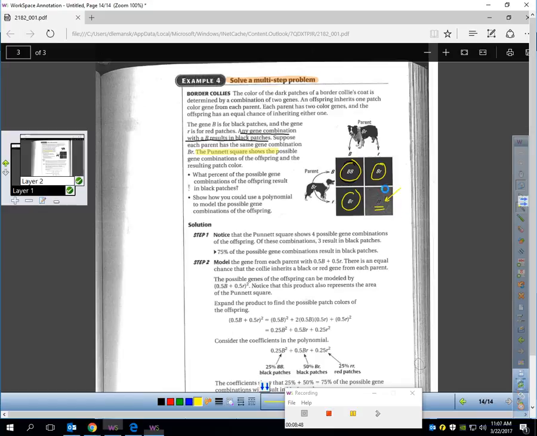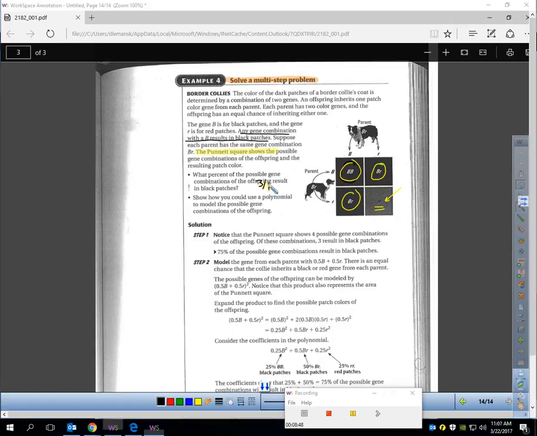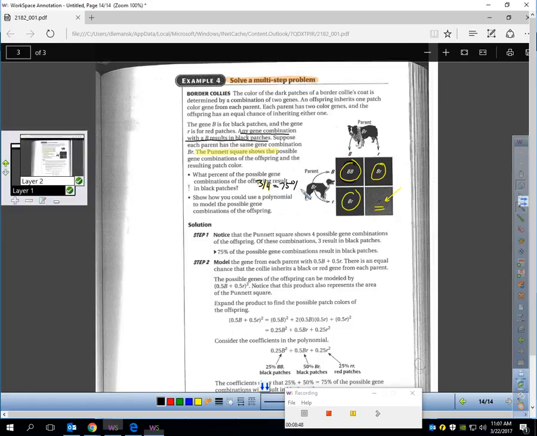So what percent of possible gene combinations will result in black patches? Can you see 3 out of 4? It's 3 out of 4 for this, and 3 out of 4 would be 75%. So there's a 75% chance that collie offspring is going to get black patches. Show how you could use a polynomial to model this.